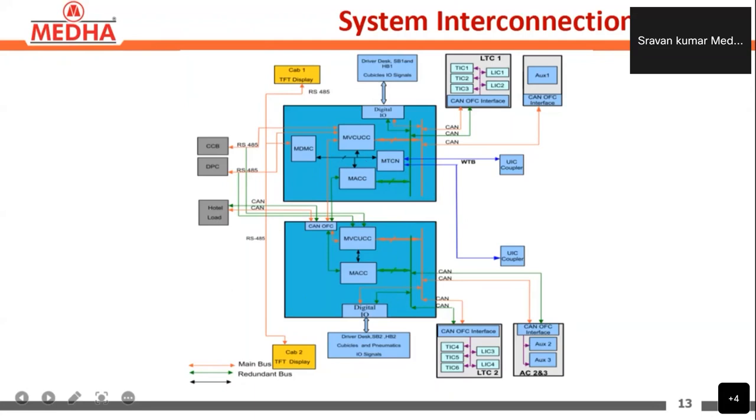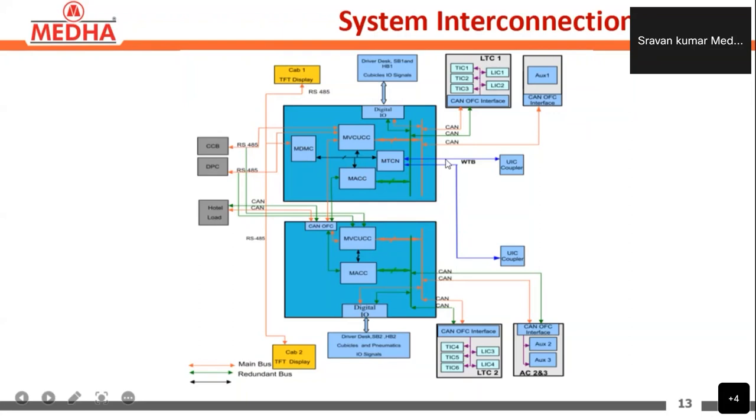So inside the VCU1, we will be having several cards. We will be discussing the cards in a further slide. Some of the cards are here. Here you can see the MVCCC, the control card, and MACC, the auxiliary control card, and MTCN, the train communication network, and DMC, data management computer. So here are some of the cards. In between these processor cards, we have the DTRAM communication.